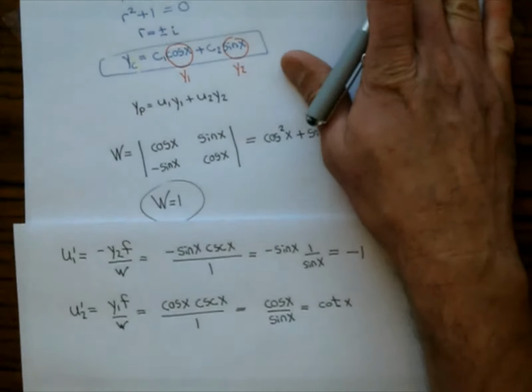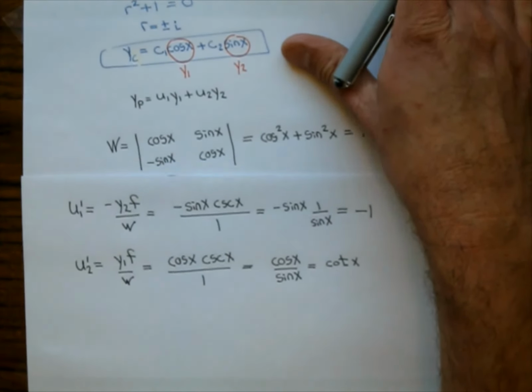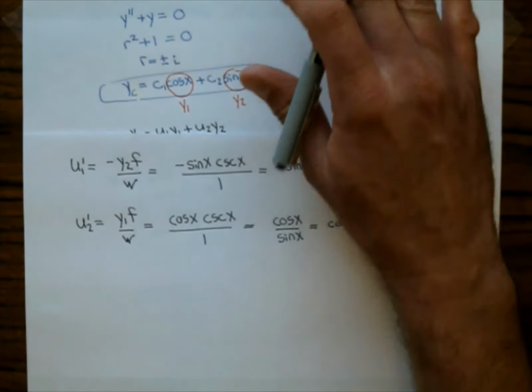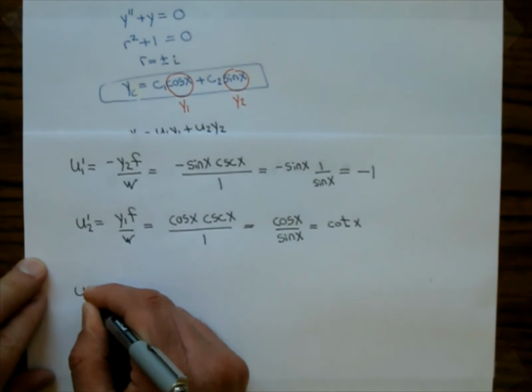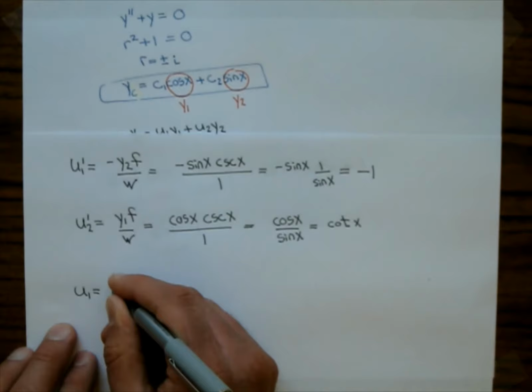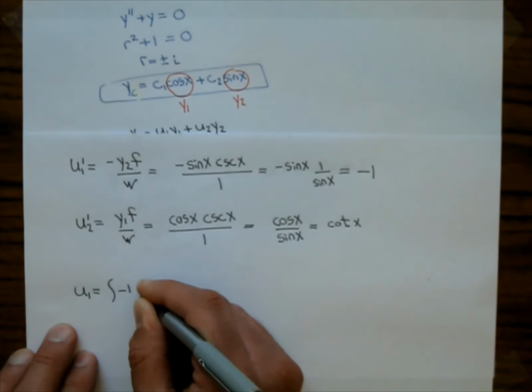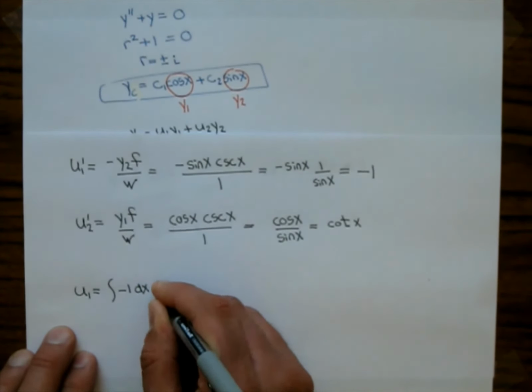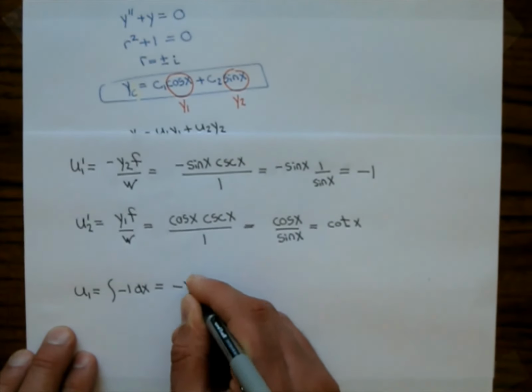Step 7, I guess we don't need that Wronskian anymore, says go ahead and integrate this negative 1. So that's what I'll do. I'll say the integral of negative 1 dx. That happens to be negative x.